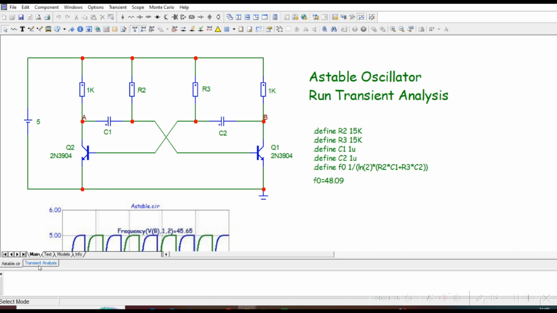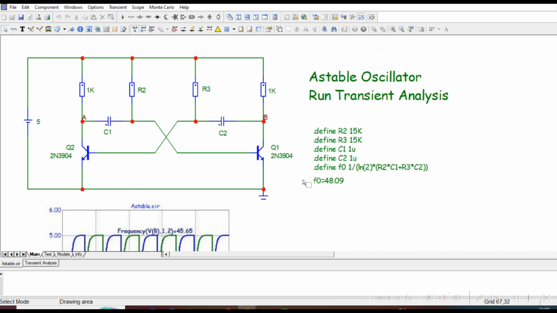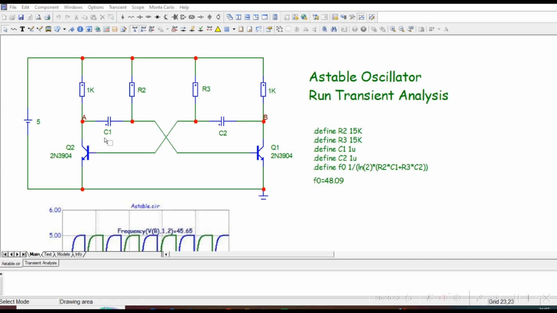Building and testing the circuit. Assemble the components. Connect the 2 transistors, resistors, and capacitors according to the circuit diagram. Make sure to use a power supply suitable for the transistors, typically 5 to 12 volts.